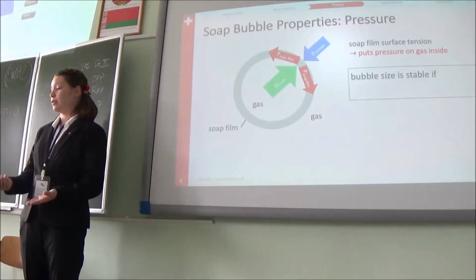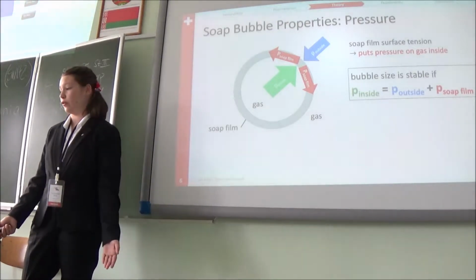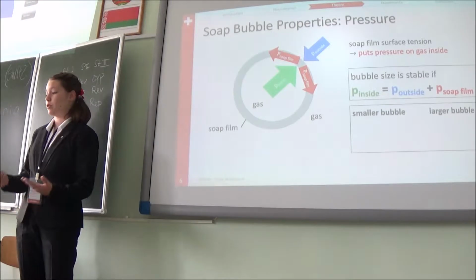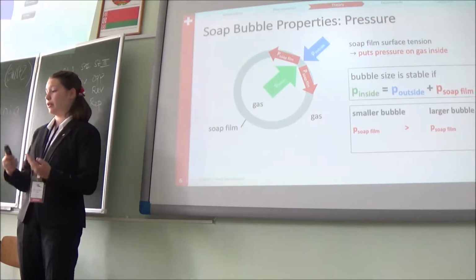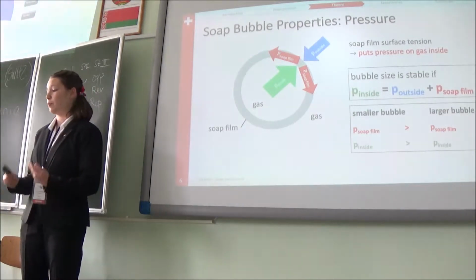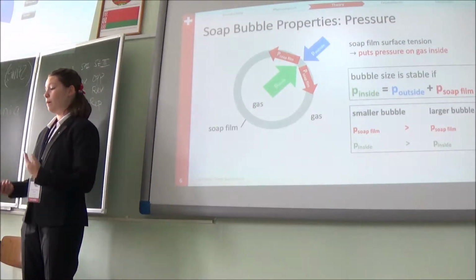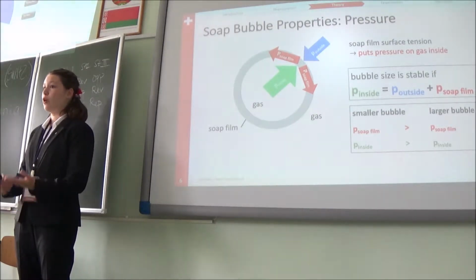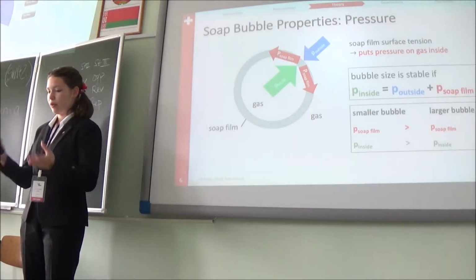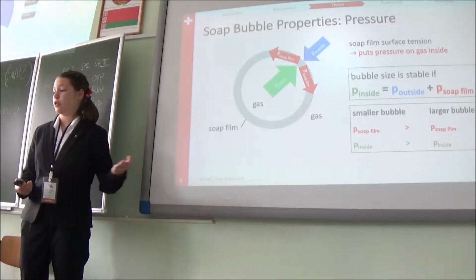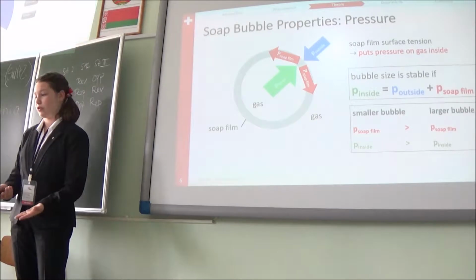Because the bubble size is only stable if the pressure from inside equals the pressure from outside plus the pressure of the soap foam. If we look at this compared from a smaller bubble compared to a larger bubble, we have the pressure of the soap foam is larger in the smaller bubble than in the larger bubble, which means that the pressure inside the bubble has to be larger in the smaller bubble than in the larger bubble, because if the pressure from the inside would be smaller, the bubble would collapse, and if it were bigger, the bubble would burst. These arrows, of course, are just a demonstration. Of course, the pressure is applied all around the circular shape.